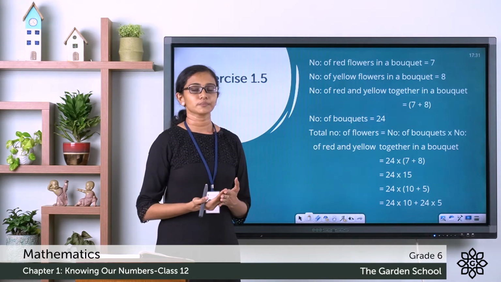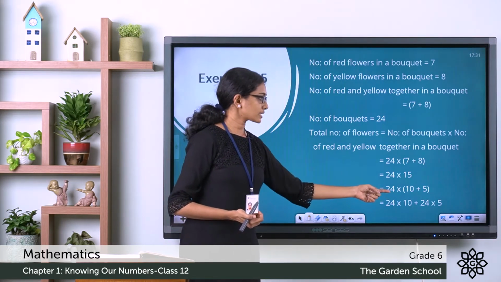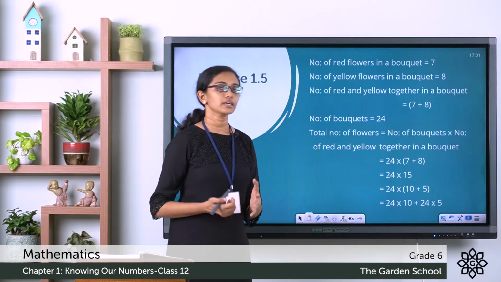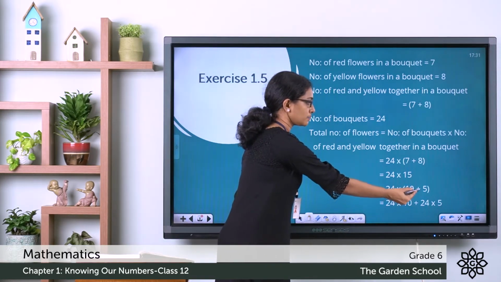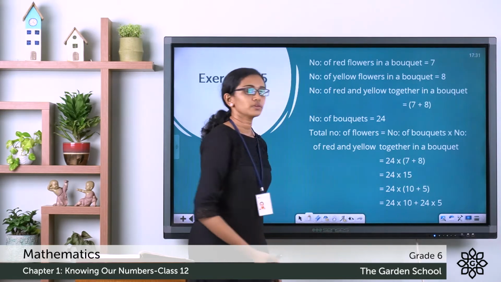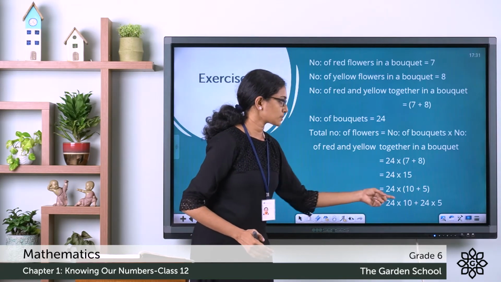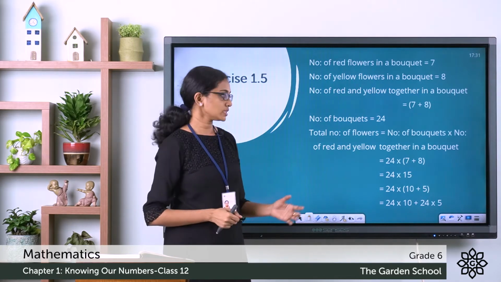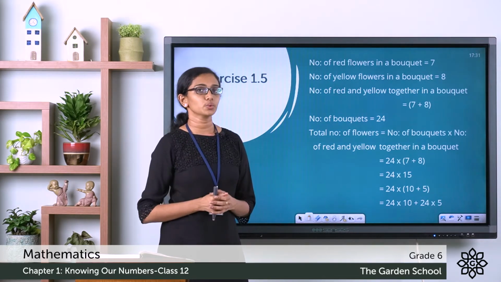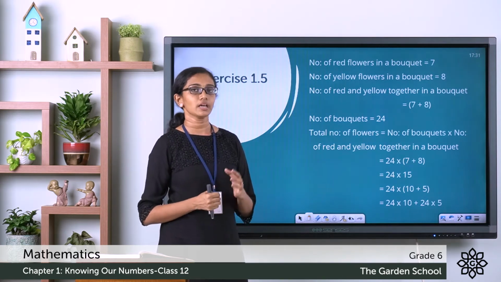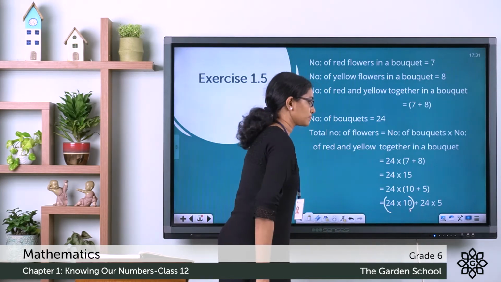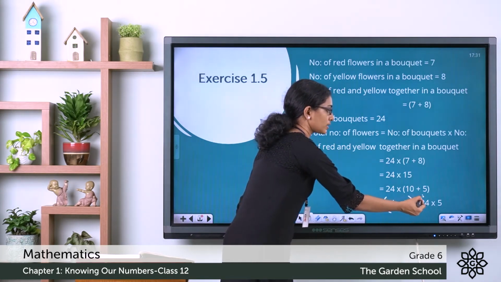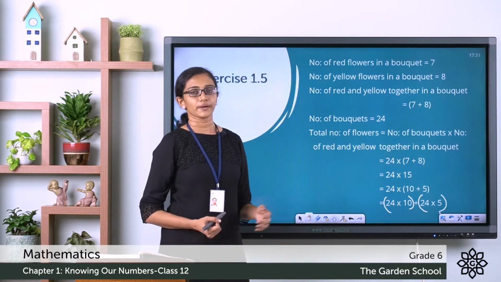So now let's open this bracket. We are going to multiply this 24 with each of the numbers within the brackets. So this becomes 24 × 10 plus 24 × 5. See, in this mathematical expression, you can see both multiplication and addition. Which one will you do first? Based on the BODMAS rule, we are supposed to do the multiplication part first, right? So let's group together the multiplication parts with brackets. So that becomes (24 × 10) + (24 × 5).